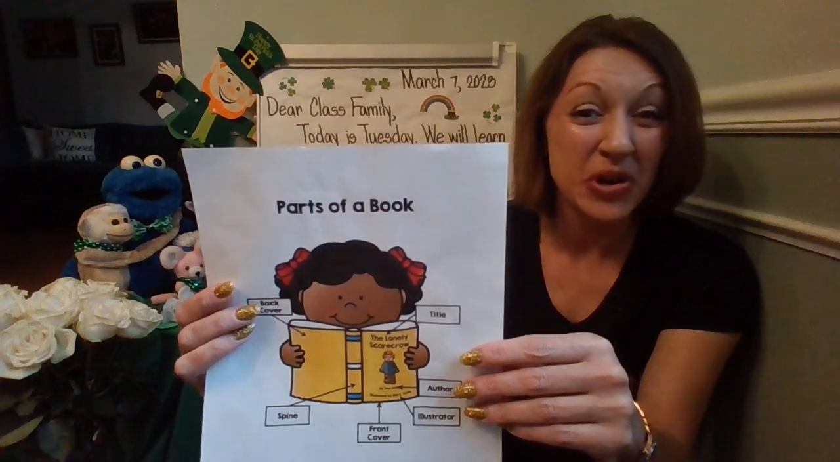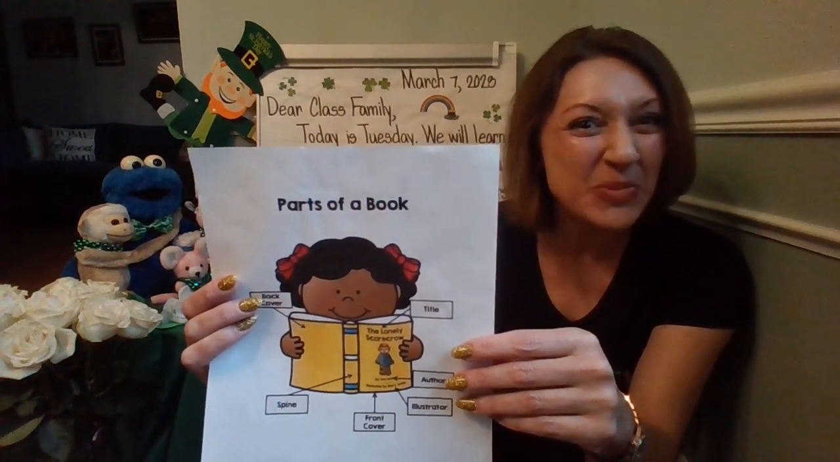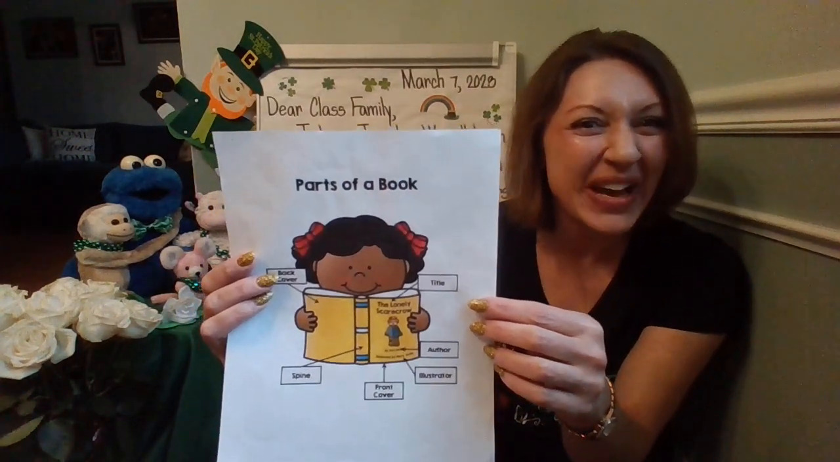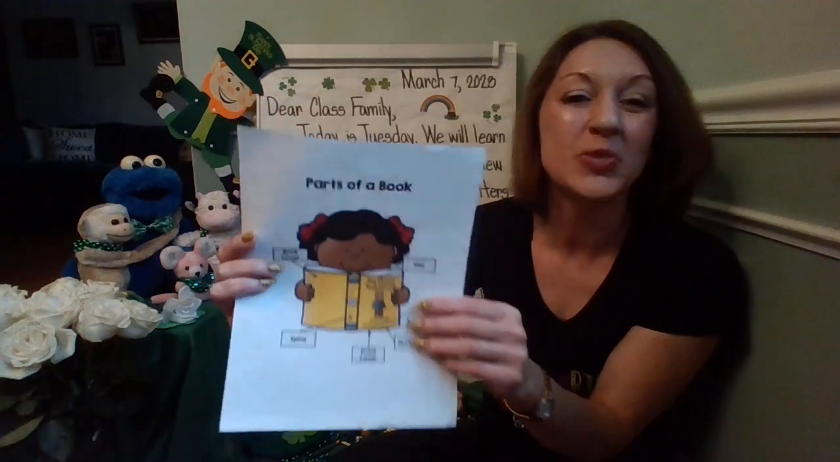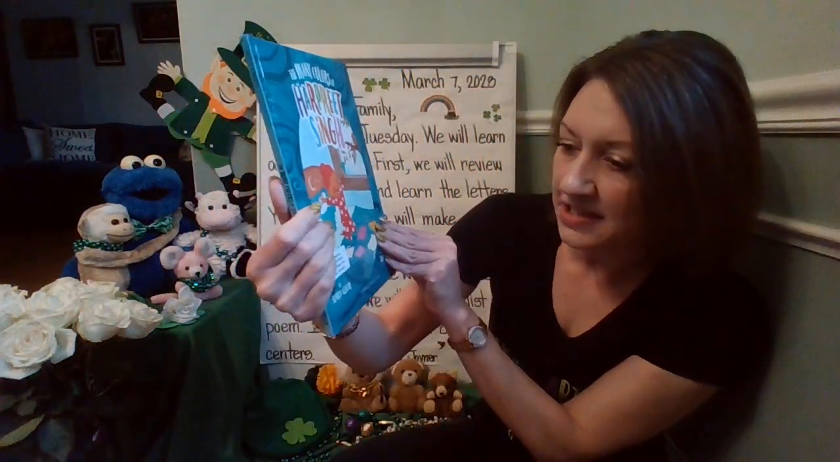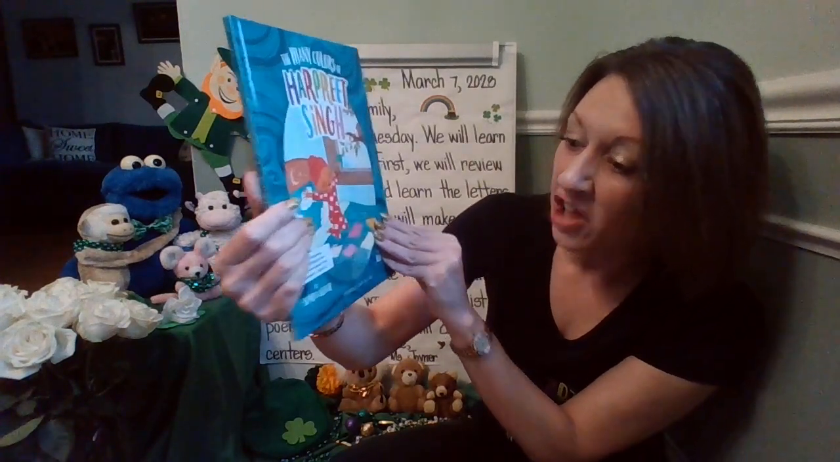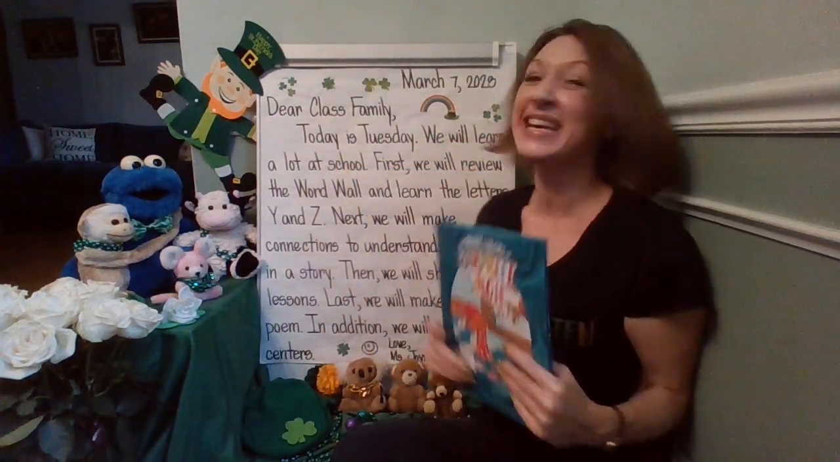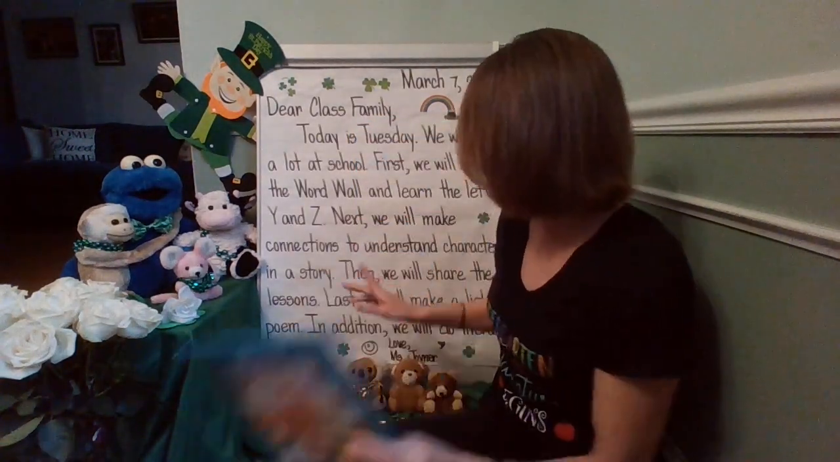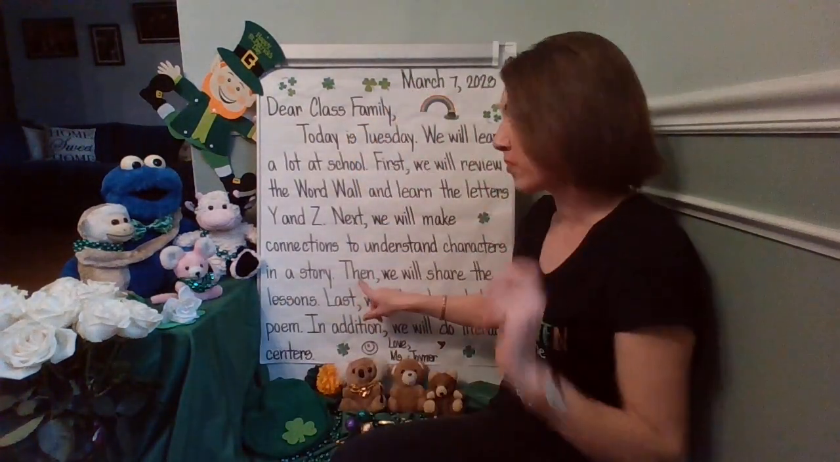We'll review the parts of a book using Jack Hartman's YouTube channel and the parts of a book song: front cover, back cover, title page. We know every book has the author and illustrator's name, and the spine of the book holds the pages together. We're going to be looking at this book today, The Many Colors of Harpreet Singh, by Supriya Kelkar. And we're going to be looking at this book and reading it together and making connections to understand the characters in this story.